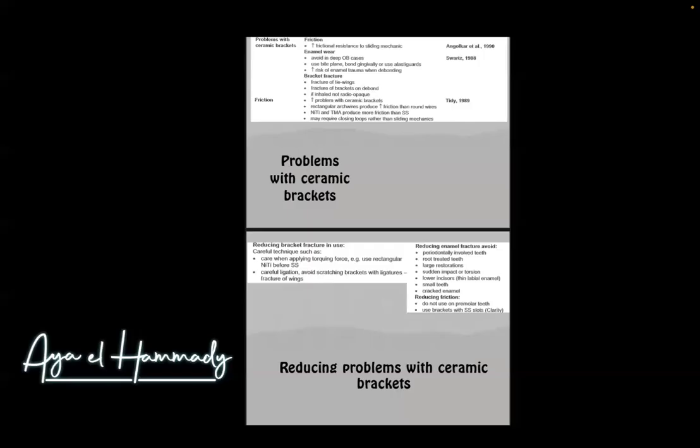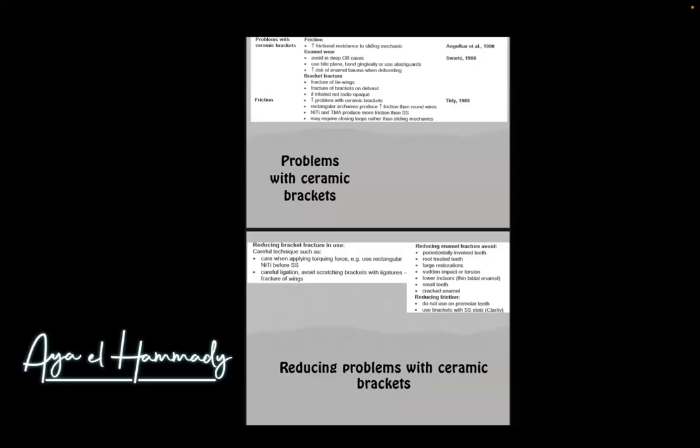If I'm going to use it in deep bite cases, I need to raise the bite or use anterior bite planes, to avoid what other problems? I have fracture of the wing parts because I have weak wings. This is a very weak one. In deep bite cases, the traumatic occlusion can lead to bracket breakage.